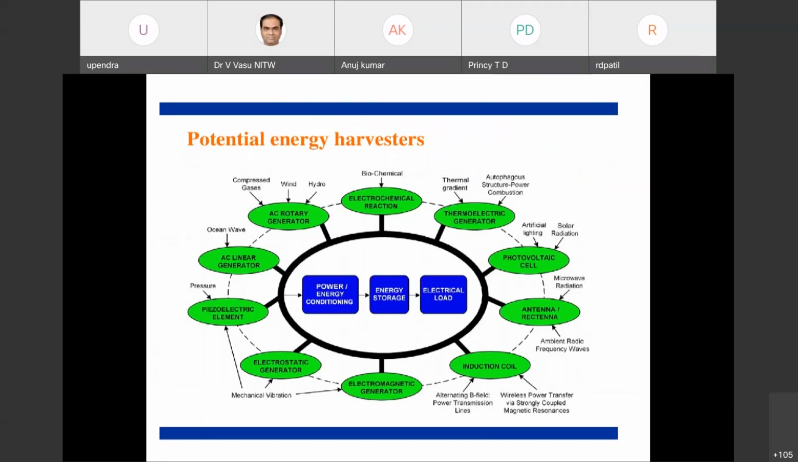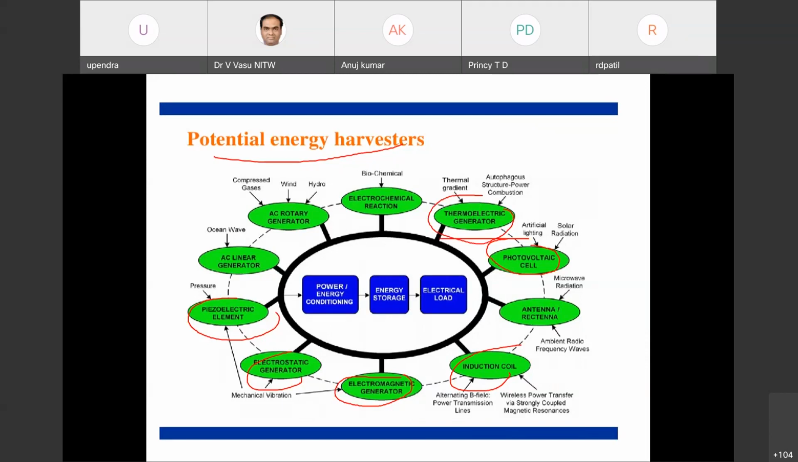Okay, so we have potential energy harvesting, with different techniques. We have AC rotor generators, AC rotor linear generators, piezoelectric elements, electrostatic generators, electromagnetic generators, inductive coil generators, and photovoltaic cells, which use solar energy. Photoelectric generators can take thermal energy and generate power.